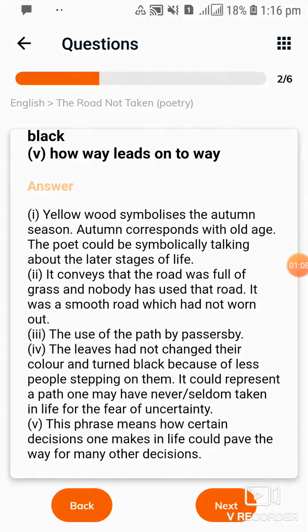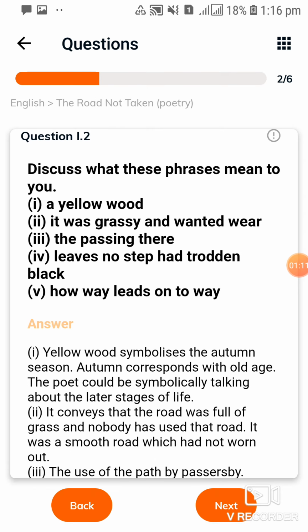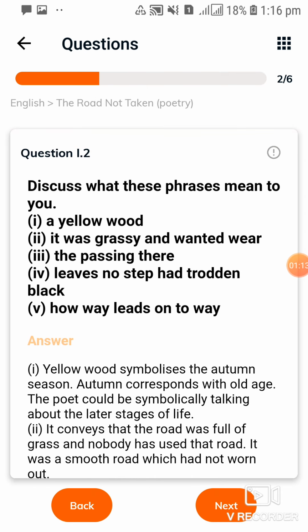Next question is, discuss what these phrases mean to you. First is "a yellow wood", second is "it was grassy and wanted wear", third is "the passing there", fourth is "leaves no step had trodden black", and fifth is "way leads on to way".